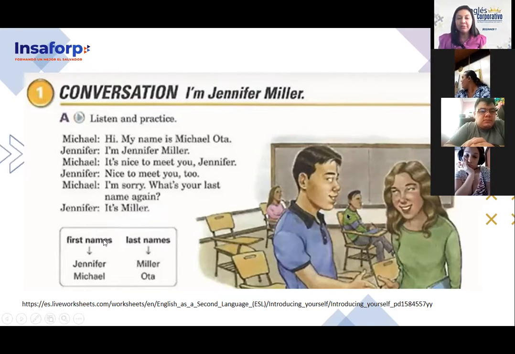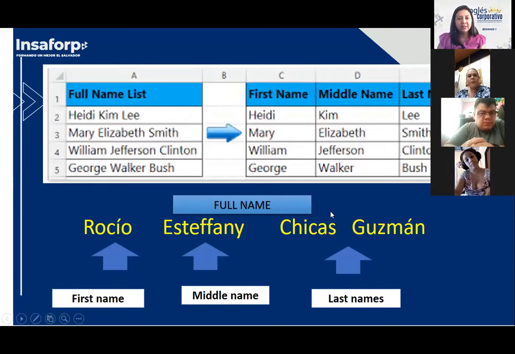So we are going to learn first names. It is Jeniffer, Mike. Last names, Miller and Ota. The last names. In my case, pay attention to this. My full name is Rocío Stephanie Chicas Guzmán. So my first name is Rocío. My middle name is Stephanie. And my last names are Chicas Guzmán. Okay. Can you please do the same with your complete name or full name? Full name. Rocío Stephanie Chicas Guzmán.